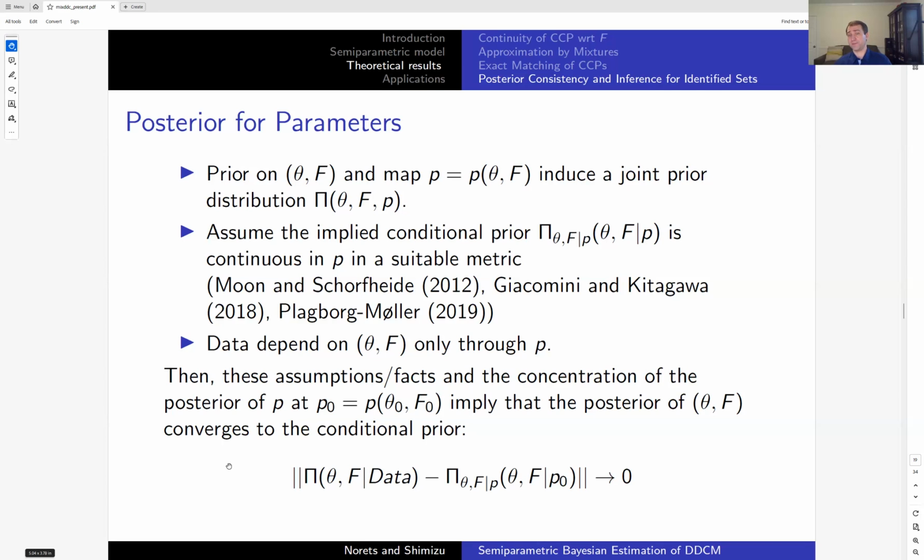And the map from theta f into p and the prior on theta and f basically define a joint prior distribution, if you will, on theta f and p. And we can assume, so we cannot prove it. I'm not sure what the techniques are appropriate here. If you have some ideas, let me know.